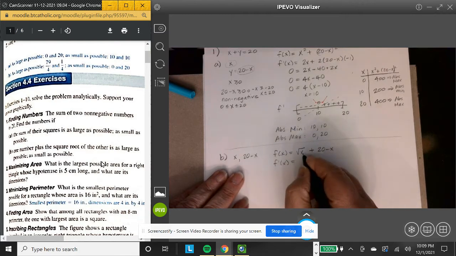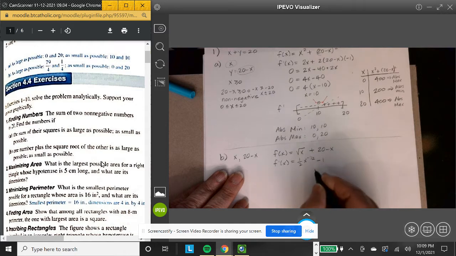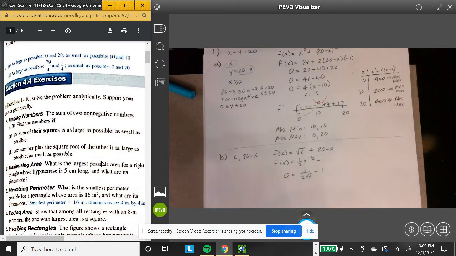So let's do f prime here. Well, that's x to the 1/2, which would be 1/2 x to the negative 1/2. Plus the derivative of this. The derivative of 20 is 0. The derivative of x is negative 1. So I'm going to have 1 over 2 root x minus 1. Set that equal to 0 because that's my derivative.